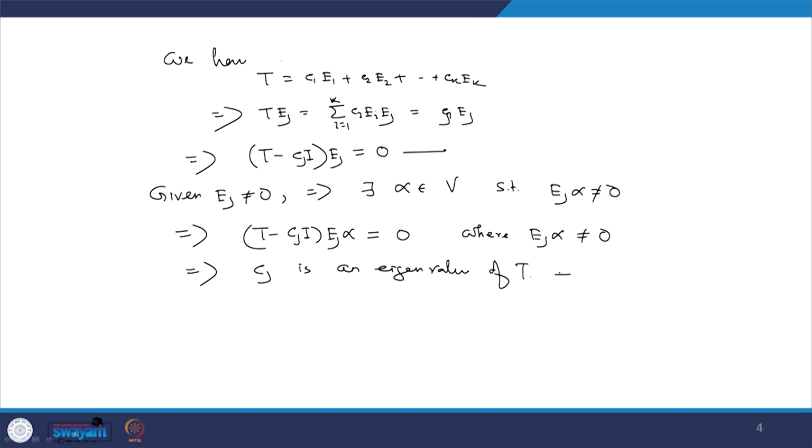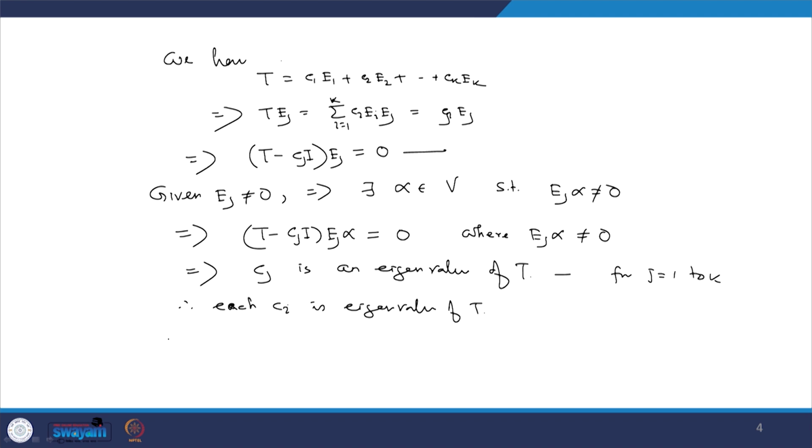And this is true for j equal to 1 to k, because I have multiplied Ej, you can do for E1, E2, Ek, and we have that each Ci is an eigenvalue of T, please.